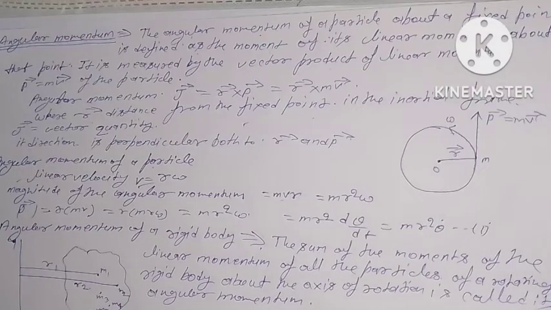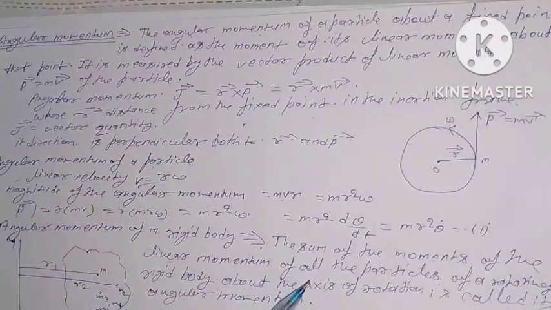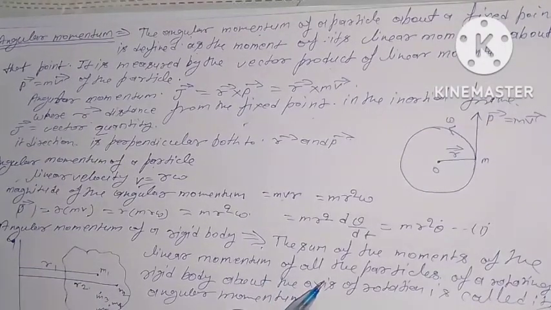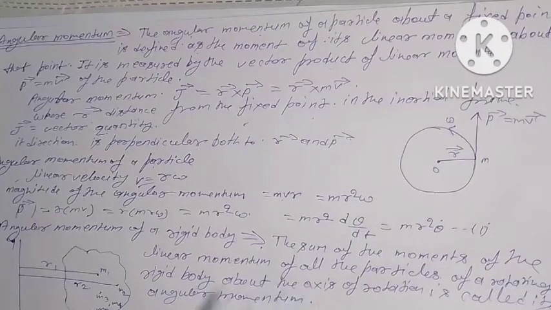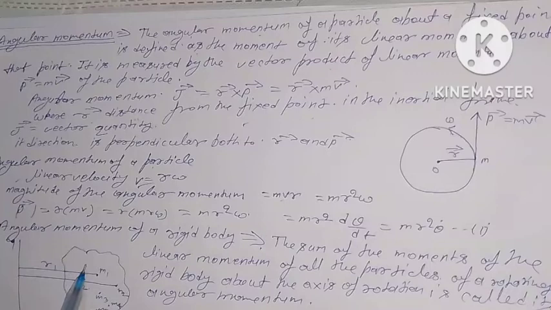When a body is free to rotate about an axis, the angular velocity of all the particles, at whatever distance they may be, is the same. Since the distance of the various particles from the axis of rotation is not the same, their linear velocities will be different.